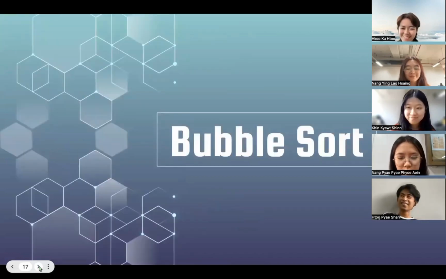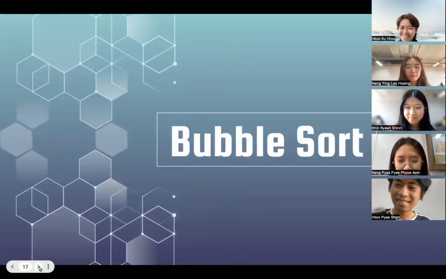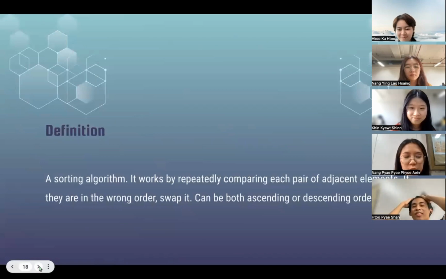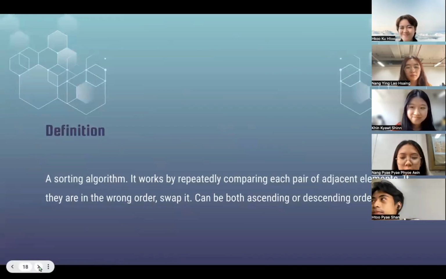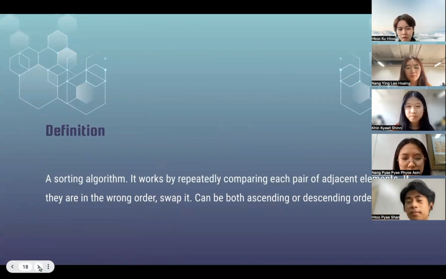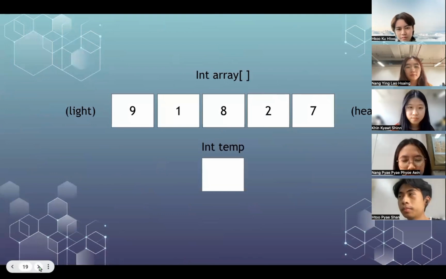So I'm going to present about the bubble sort. Bubble sort is one of the sorting algorithms. It works by repeatedly comparing each pair of adjacent elements. If they're in the wrong order, we will swap them. It can be either ascending order or descending order. So I'm going to show an example of an ascending order.